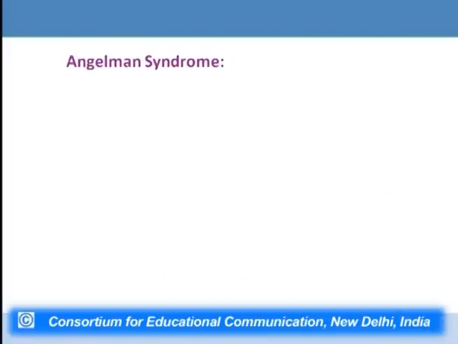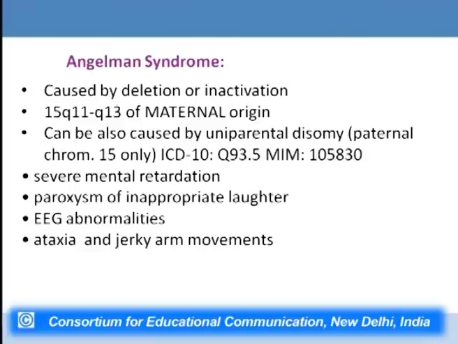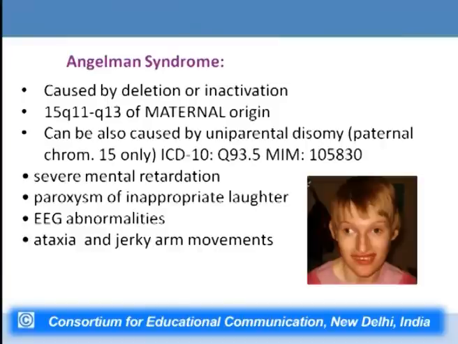Now, another example is that of Angelman syndrome. Angelman syndrome is caused because of deletion in the same chromosome, that is 15, on the long arm, but it is of maternal origin, that is, the imprint is maternal, and it can also be caused by uniparental disomy if only the father's or paternal chromosome 15 is inherited. It also causes mental retardation, EEG abnormalities, ataxia and jerky arm movements. So this is an individual who suffers from Angelman syndrome.